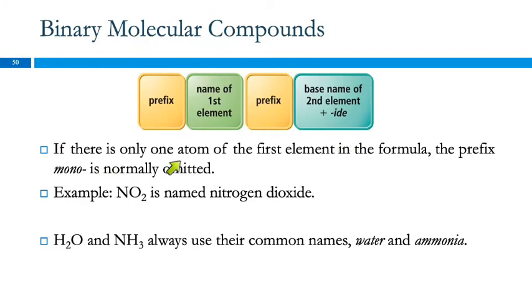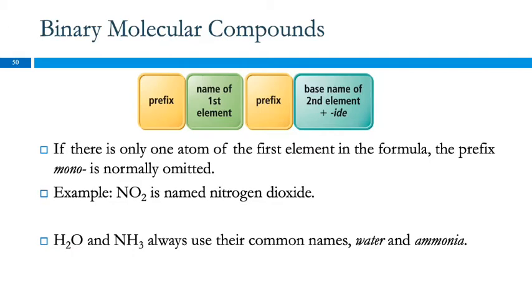If there's only one atom of the first element, the prefix mono is normally omitted. So NO2, following this pattern, would be mononitrogen dioxide. But for the first element only, we usually eliminate the mono, just because.